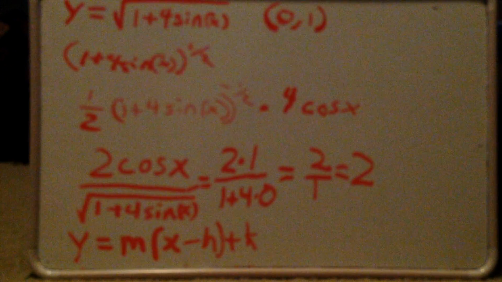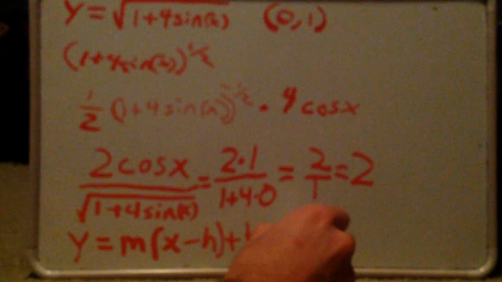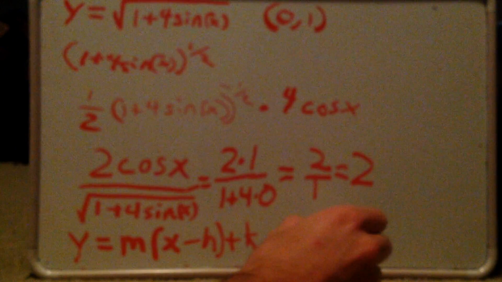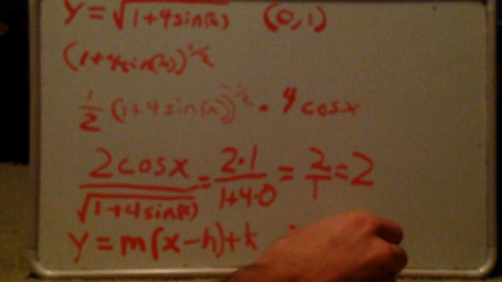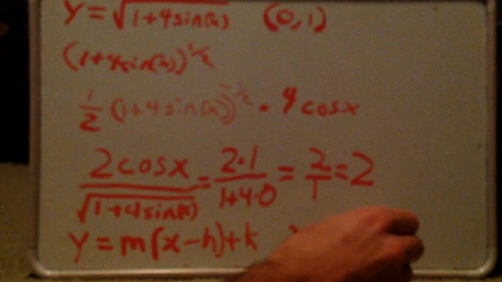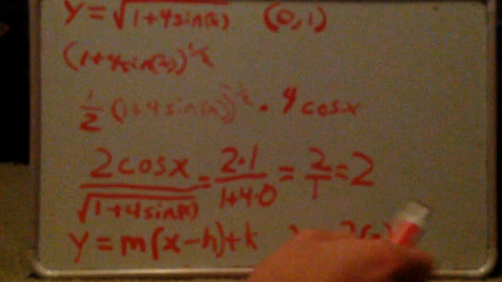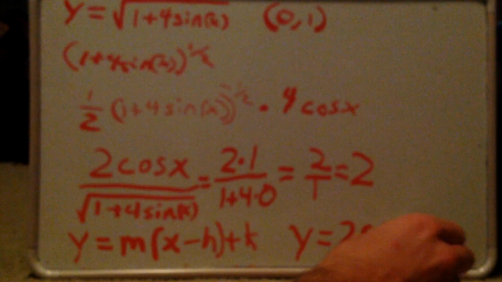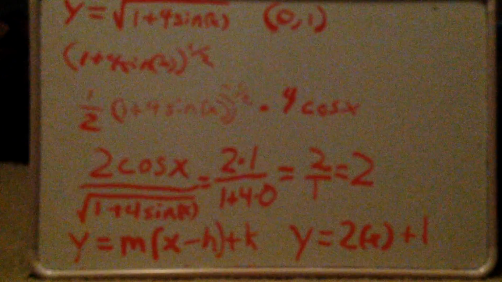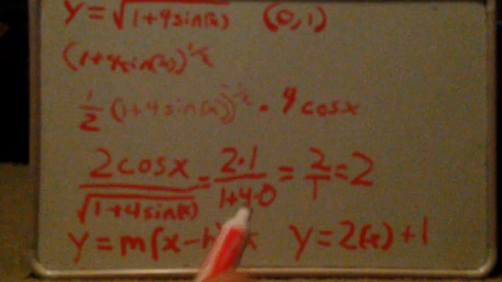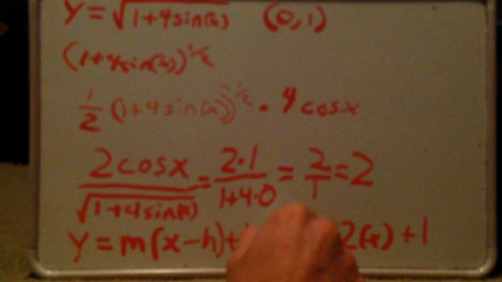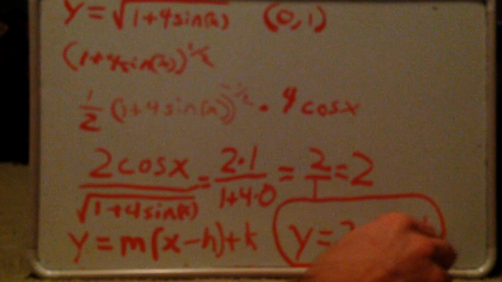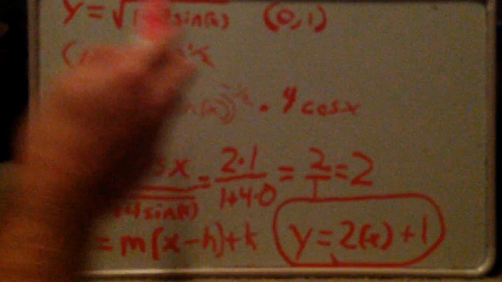So if we just plug all that in, we can get y equals 2 times x, which would be minus 0, but since it's 0 we don't need to write it in, plus 1, because the y value is 1. And this right here is the equation of the tangent line at this given point of this equation.